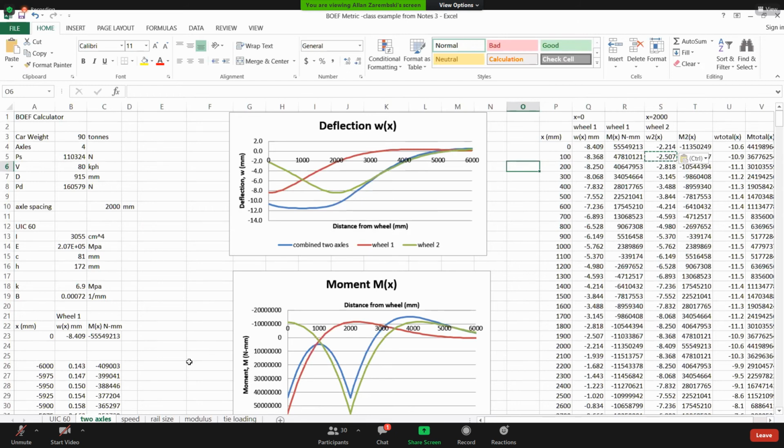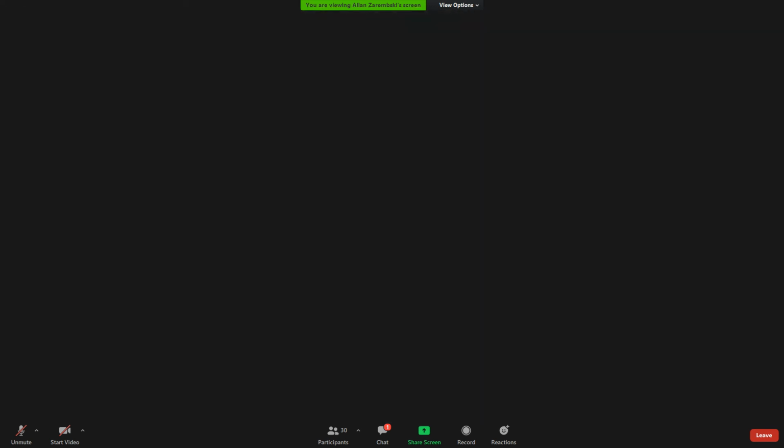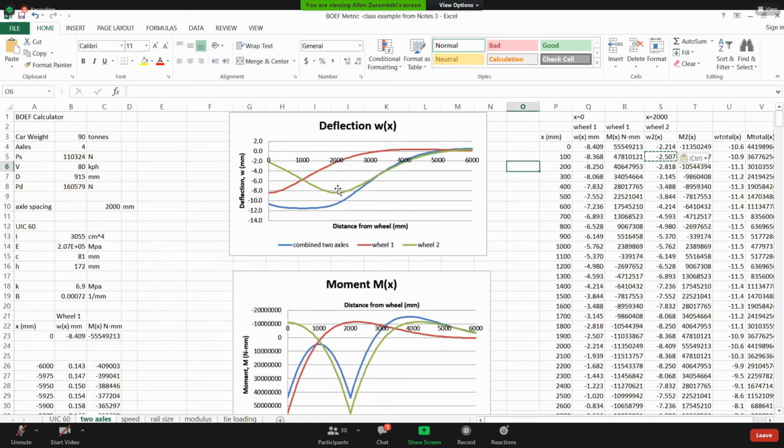Okay, my second wheel is at x equals 2,000. So the maximum deflection at 0 is going to be a lot less, because the maximum deflection is going to be at 2,000. And look, at 2,000, my deflection of minus 8.49 is exactly the same as my deflection of the first wheel at x equals 0, because it's the same wheel, it's the same modulus, it's the same load, everything's the same.